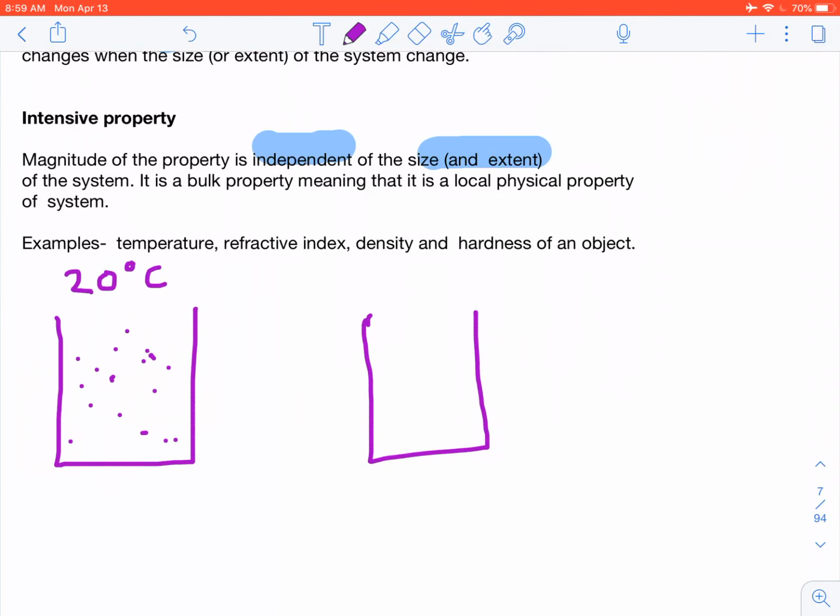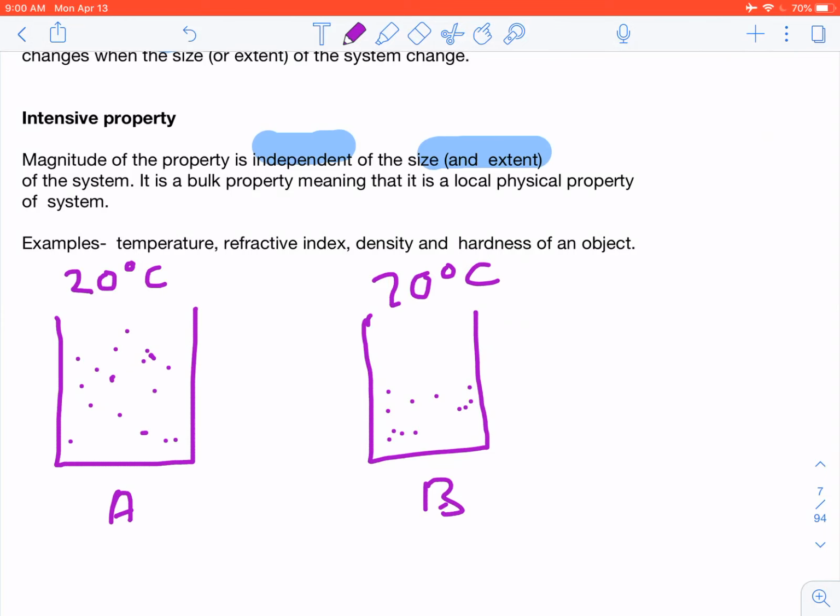And let's say I have another beaker and I take some water out of here and put it in there. We find that the temperature of this sample would still be 20 degrees as well. So let's say A was 20 degrees and B is 20 degrees. So we see that temperature is an intensive property, it doesn't depend on the amount of substance or the mass that is used.